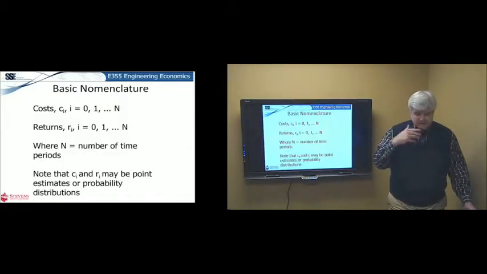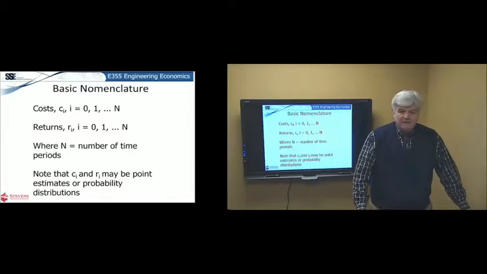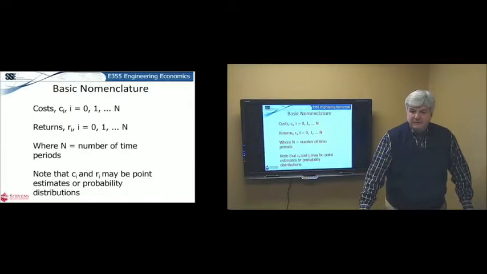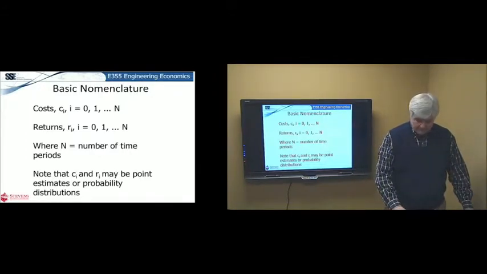So our basic nomenclature: we have costs over n time periods and returns over n time periods. Now the costs and the returns we're portraying here as point values, 100 million, 200 million, whatever. Actually, these are typically probability distributions, and it would be better if we could deal with probability distributions. And we'll talk more about that in a few minutes.